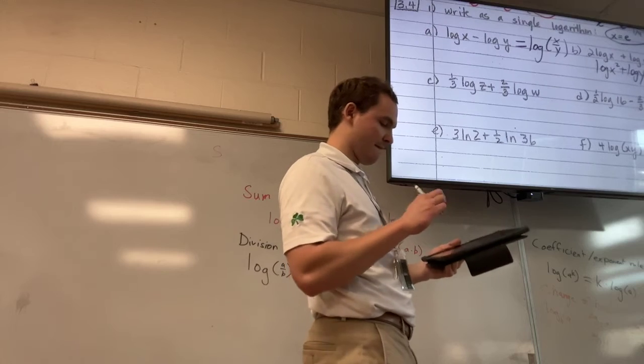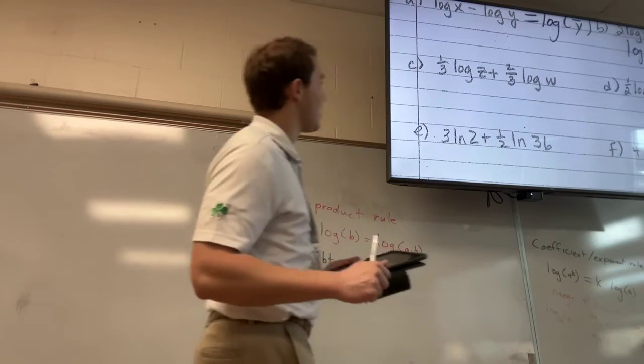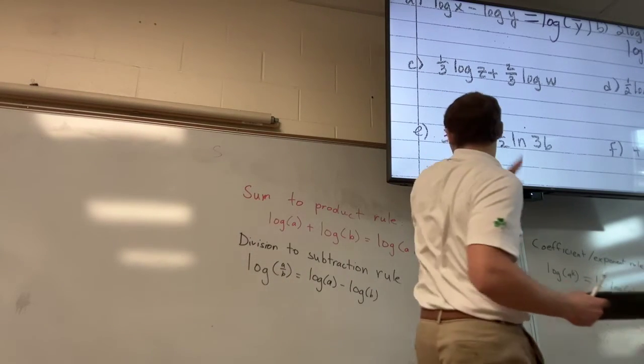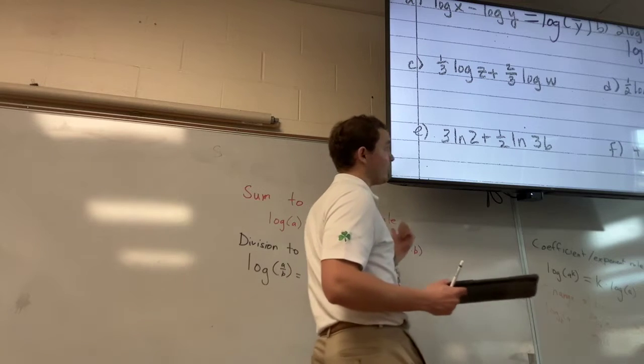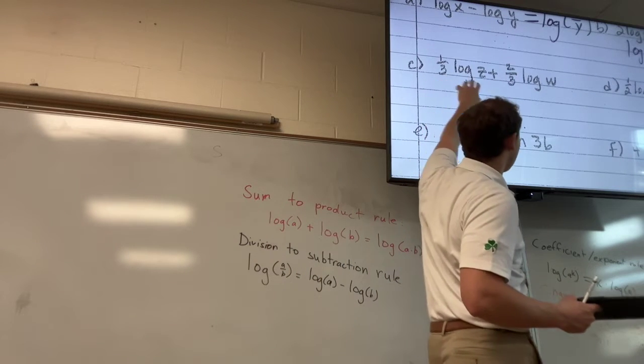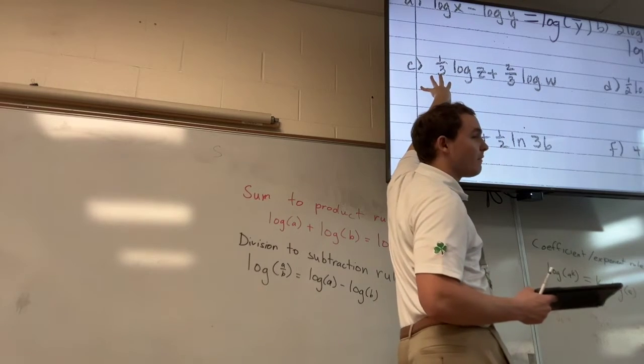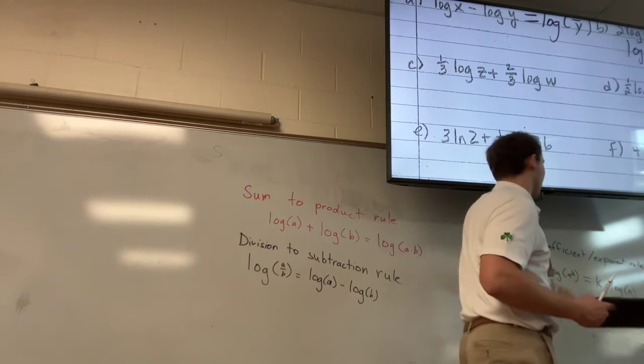C. 1/3 log z plus 2/3 log w. We're going to do the exact same thing, right? There's a plus here, so we want to use the sum to product rule. Before we do that, we need to make sure they either have the same coefficient or their coefficients are gone. To deal with the coefficients, we use the coefficient exponent rule.